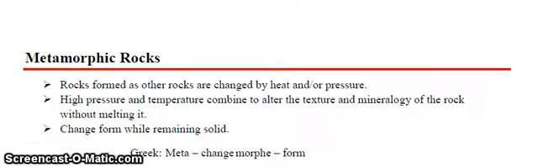This video is about metamorphic rocks. Metamorphic rocks are rocks formed as other rocks are changed by heat and or pressure. Those are our key words. Remember, heat and or pressure can also be called metamorphism.